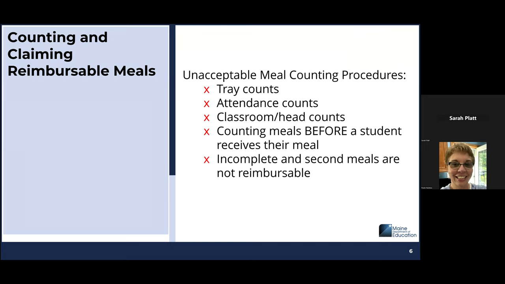Some unacceptable meal counting procedures: tray counts, attendance counts, head counts. These are counts that are taking place because you're assuming, because the child is in attendance, that they're getting a reimbursable meal. And that is why they're not allowed. Again, you cannot claim a meal for reimbursement until the student has received that complete meal. And any incomplete or second meals are not reimbursable. For example, if a student takes a milk only, or a student takes only two components on their tray, those meals would be considered incomplete and are not reimbursable.